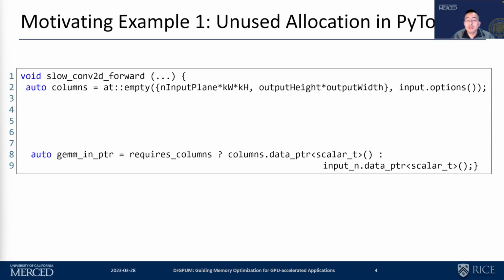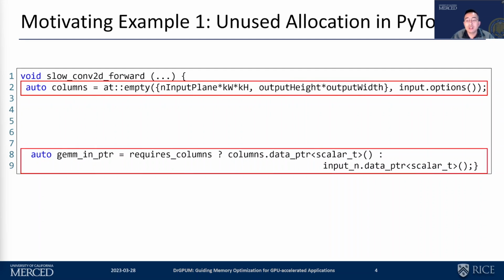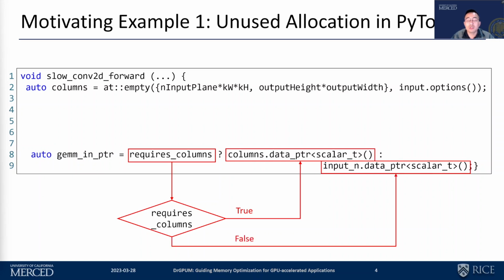Here is a motivating example showing unused allocation in PyTorch. PyTorch is a popular deep learning framework. As we can see, tensor columns is allocated at line 2 and is only used at line 8. On line 8, there is a ternary conditional operation. If requires columns is true, tensor columns is used. Otherwise, tensor columns is not used.